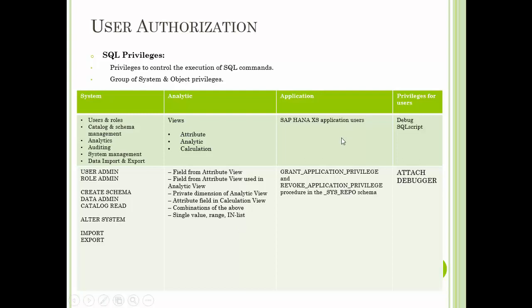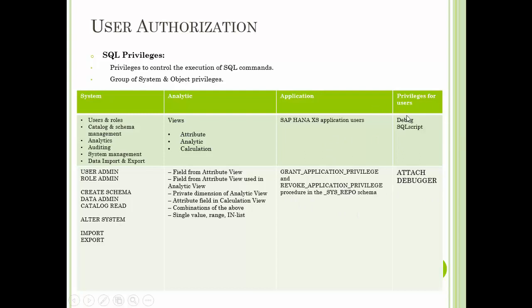Coming to application privileges, it's basically for SAP HANA XS application users, where the standard ones are grant application privilege, revoke application privilege, procedure in the SYS_REPO schema. So we grant these for any users which use the web server to talk to the SAP HANA database. And we can also revoke these application privileges.